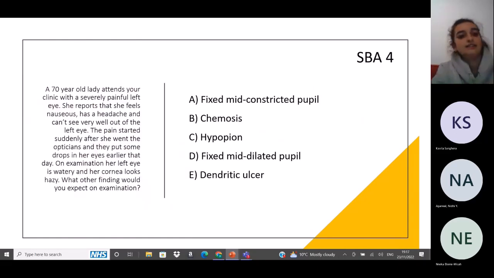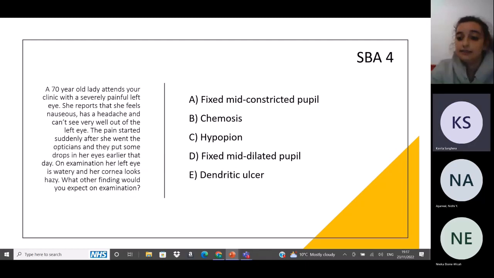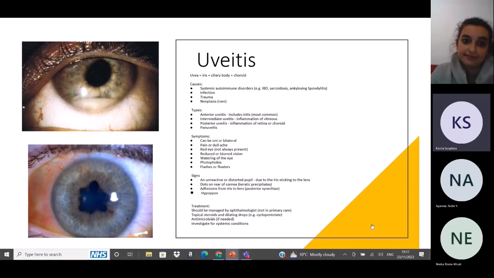All right, so next. Sorry, just for uveitis, is the reason why it's the iris, the ciliary body, and the choroid because they're all on the same layer? Is that why it's an infection of that particular layer?